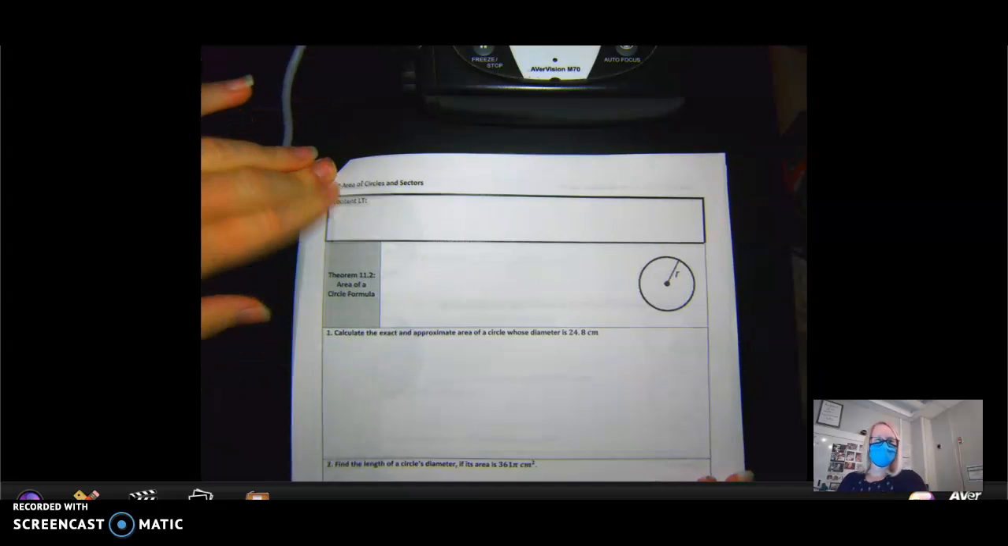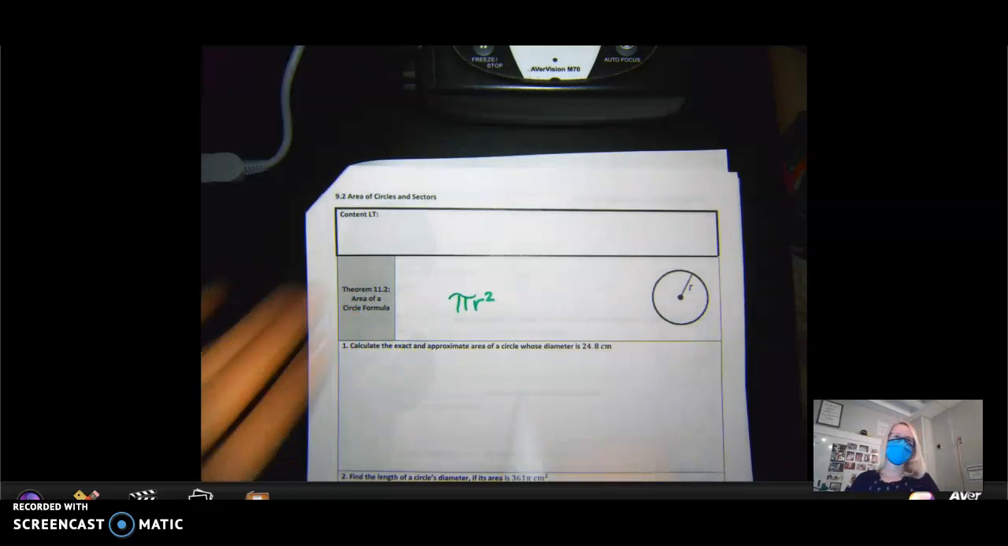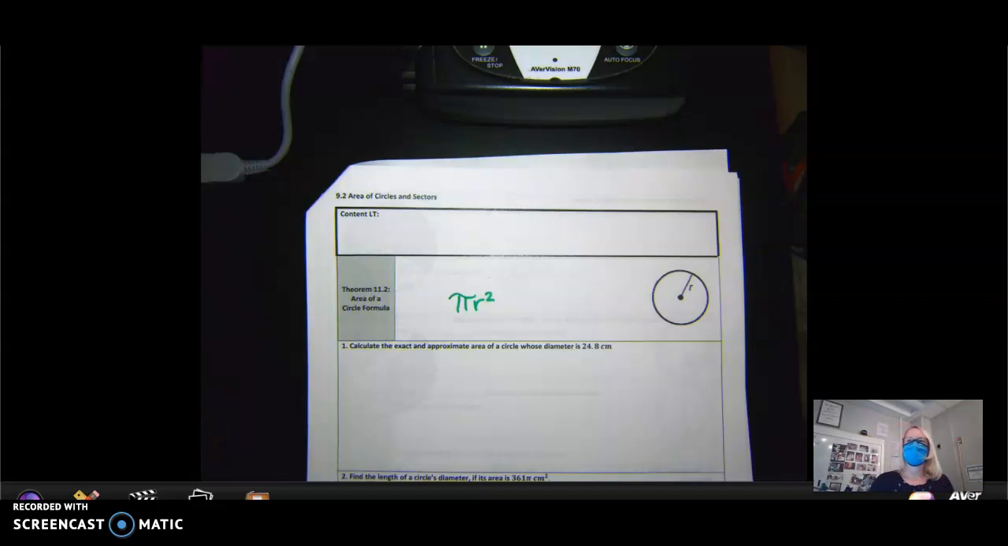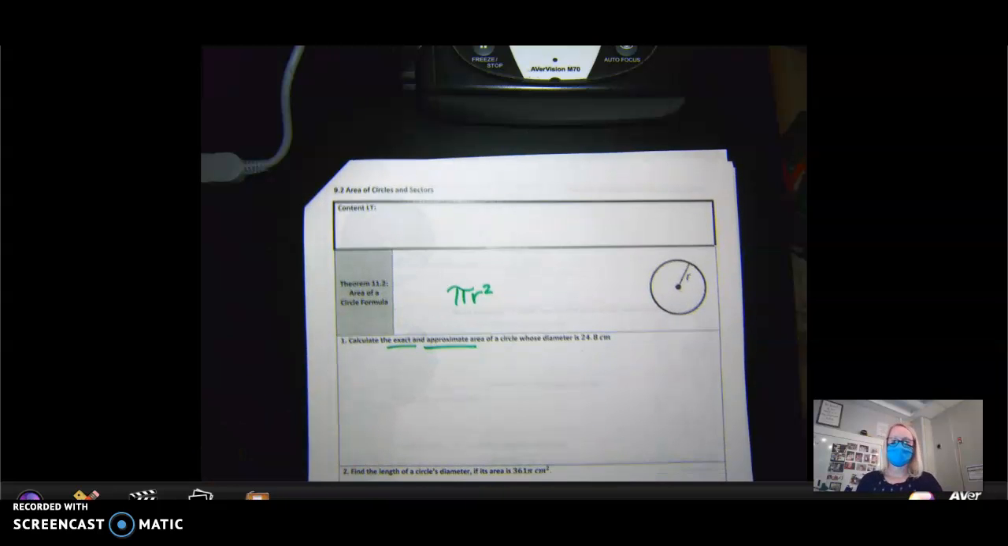Go on to 9.2, the area of circles and sectors. Who remembers the area formula? Yep, pi r squared. So can we use diameter in this one at all? No. But if they give me diameter, how do I find the radius? Yeah, divide by 2. Okay, calculate the exact and approximate area of a circle whose diameter is 24.8.